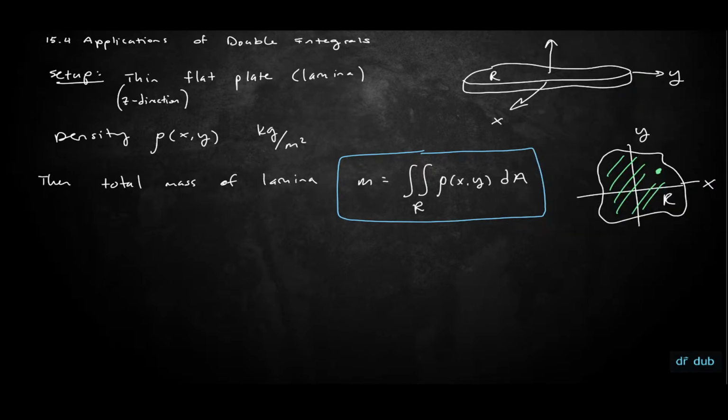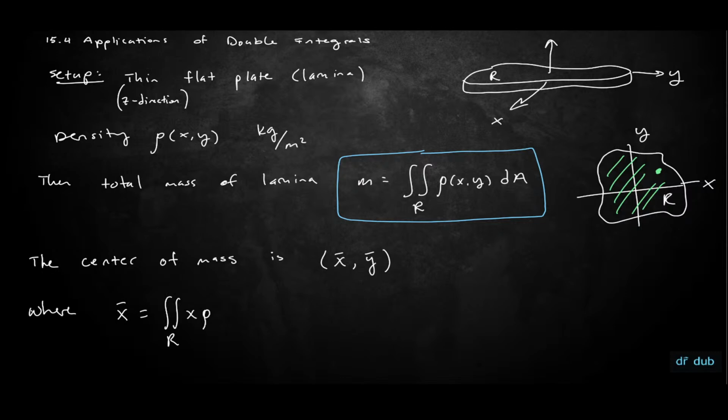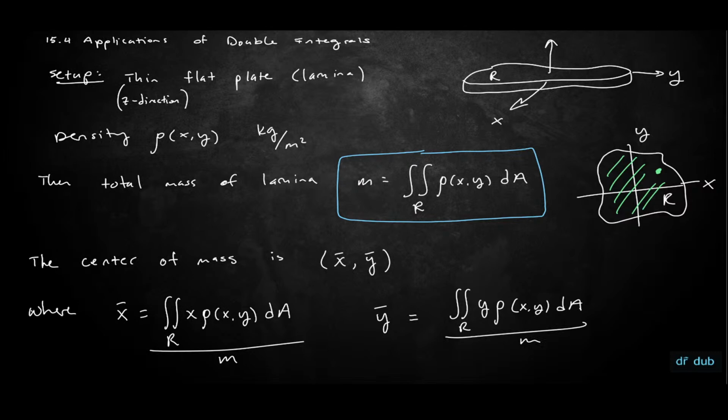And then the center of mass is the point X bar, Y bar, where X bar is equal to the double integral over the region R of X times rho of XY dA over the total mass, and Y bar is equal to the double integral over the region R of Y times rho of XY dA over the total mass.